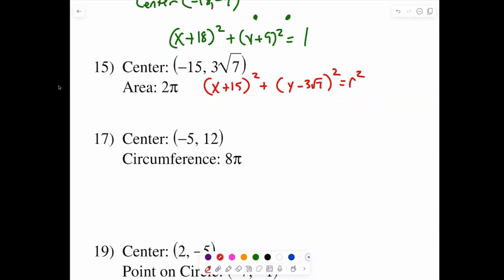Now it says the area is what? Area is 2 pi. So pi R squared equals 2 pi. Does everybody agree with that? Divide by pi. R squared equals what? What am I looking for? I'm looking for R squared. So what is R squared? So this value right here can be replaced with what? 2. So my answer is X plus 15 squared plus Y minus 3 radical 7 squared equals 2. Is everybody good with that?